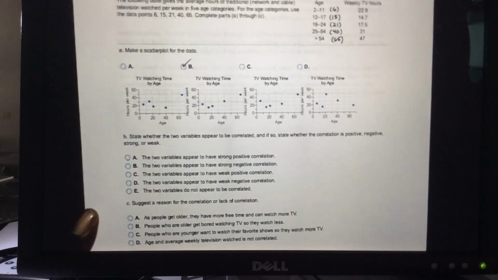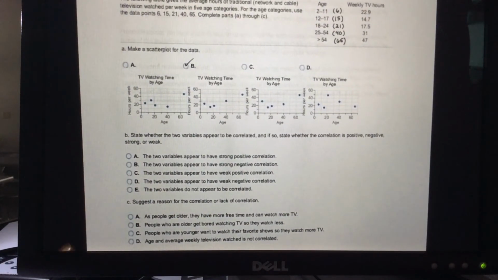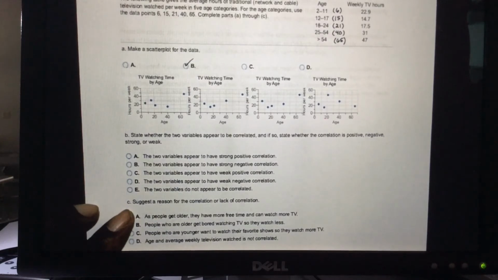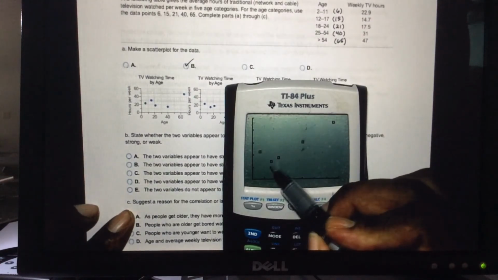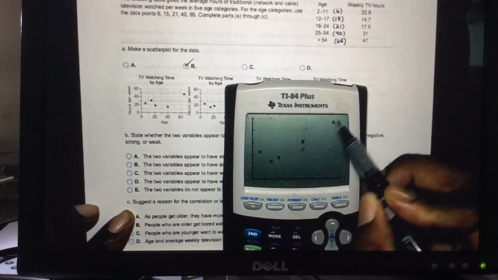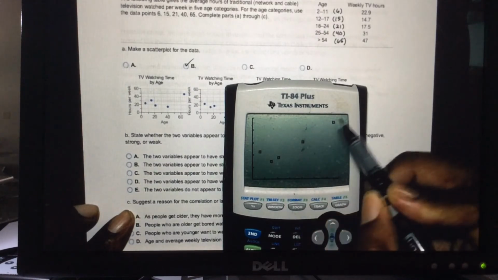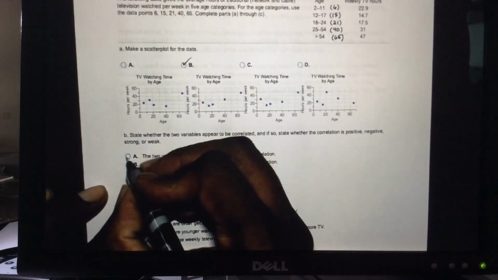Okay. Now, part B, state whether the two variables appear to be correlated, and if so, state whether the correlation is positive, negative, strong, or weak. In this case, it looks to me like this graph is going in the positive direction, going upward. That would be a strong positive correlation. So I'm going to choose this one.